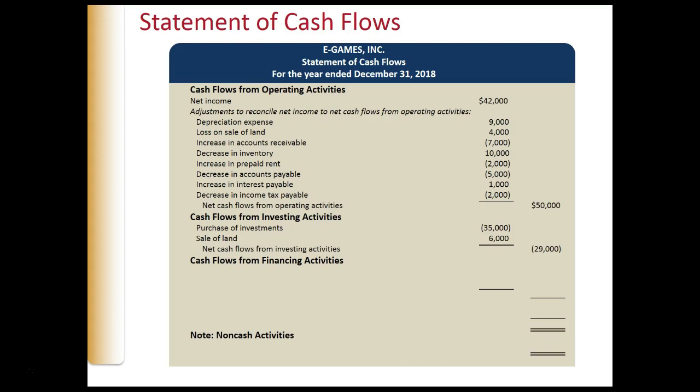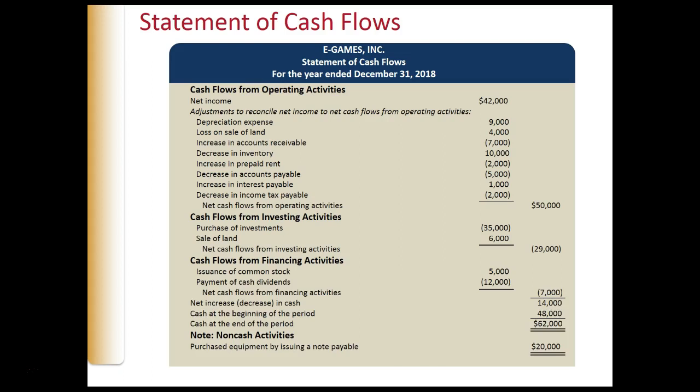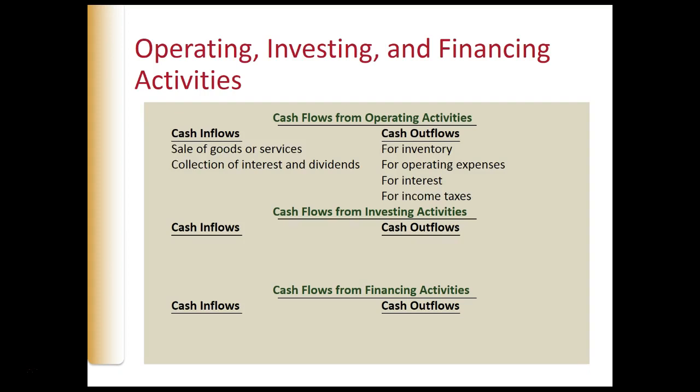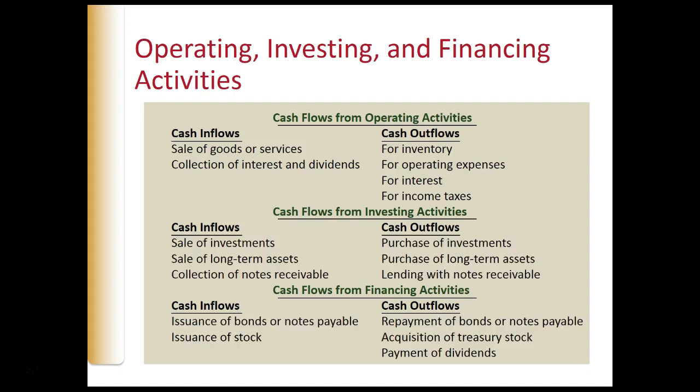We'll use this statement as an example throughout this lecture, so don't be concerned about the details yet. That's what the rest of this lecture is going to be about. So this slide lists common cash receipts and cash payments for operating, investing, and financing activities. Now look at this slide carefully. You might want to even copy it. It will come in handy in solving a lot of homework problems at the end of this chapter and will help you on your quiz.